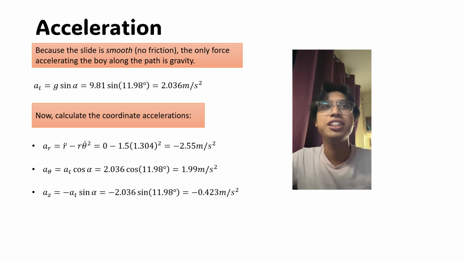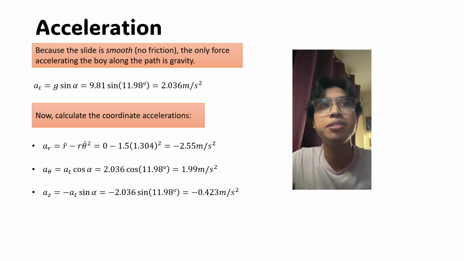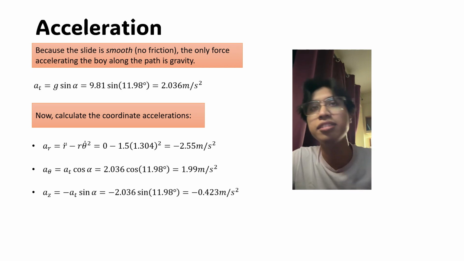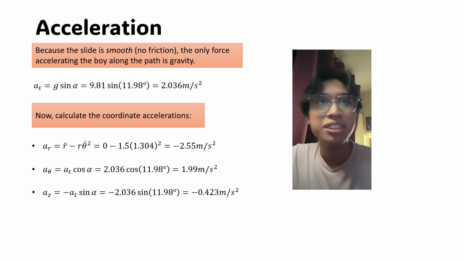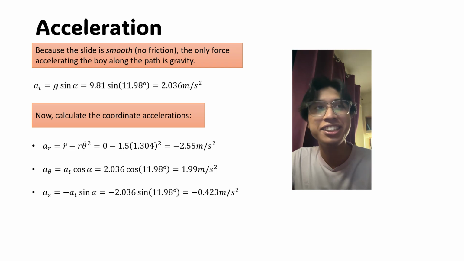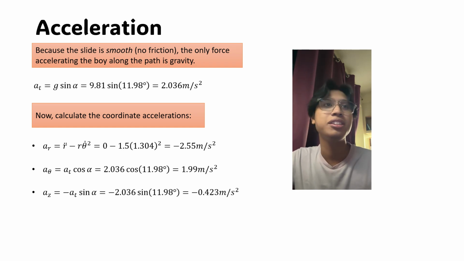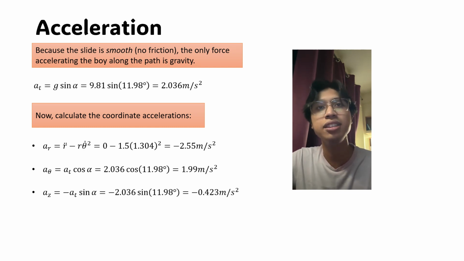In this next part, we calculate the acceleration components. Because the slide is smooth, meaning there is no friction, the motion is analyzed using cylindrical coordinates: the radial acceleration, the theta acceleration, and the z acceleration. For the radial acceleration, we use the centripetal acceleration relation, A sub r equals negative r omega squared. The negative sign shows that the acceleration acts inward toward the center of the spiral. After substitution, we obtain the radial acceleration of negative 2.55 meters per second squared.